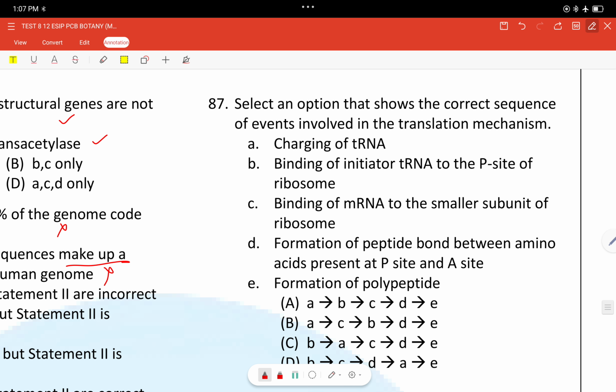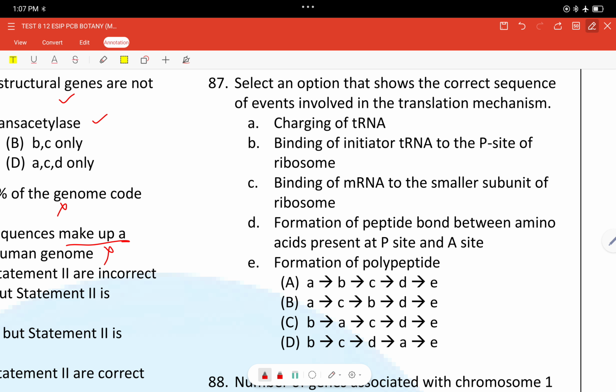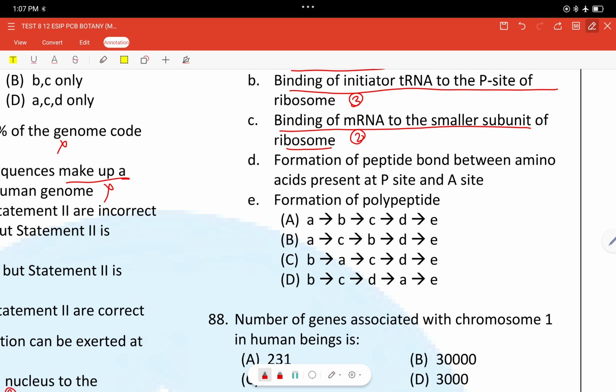Select the option that shows the correct sequence of events involved in the translation mechanism. If we consider the sequence, charging of tRNA is the first event, then binding of mRNA to the smaller ribosomal subunit is the second event, then binding of initiator tRNA to the P site is the third event, then formation of a peptide bond between the amino acids present in the P and A sites is the fourth, and formation of the further polypeptide chain is the last step.